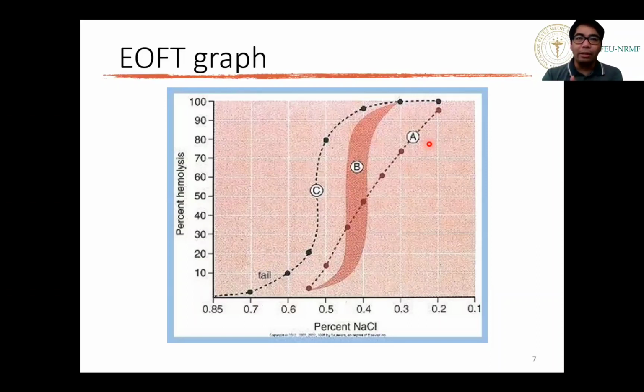Okay? So, yung subject it. Naintindihan ba? So, ang control natin, nag-fall sa graph ng B. Okay? So that is the principle of the EOFT. So again, EOFT is used to diagnose hereditary spherocytosis.